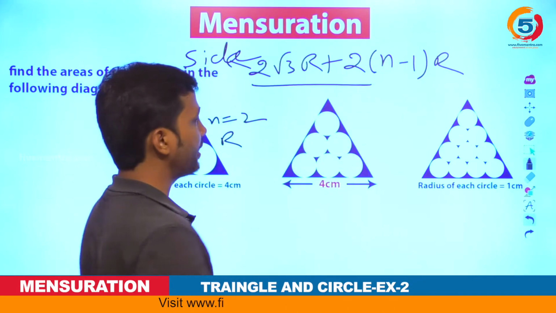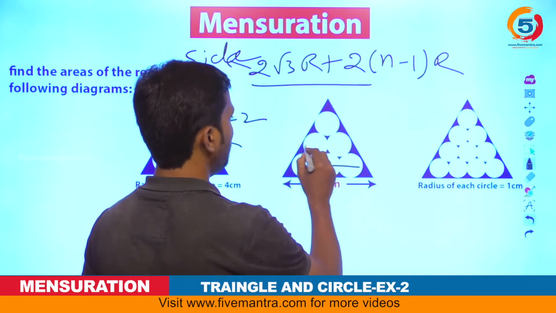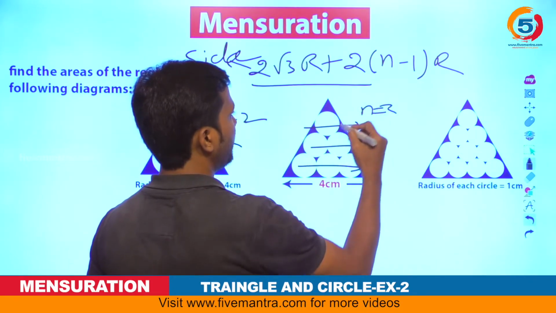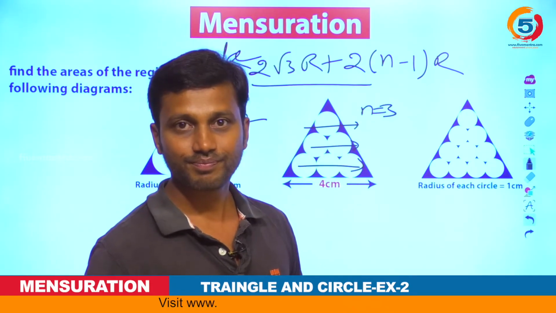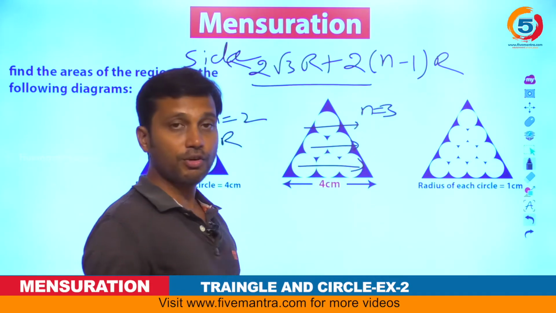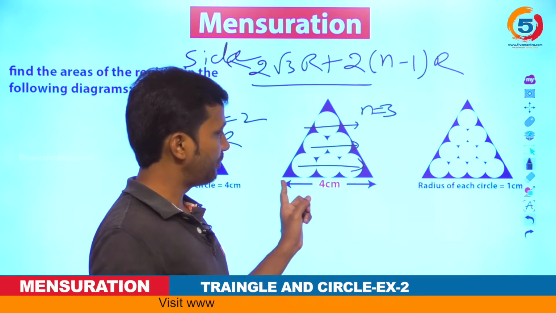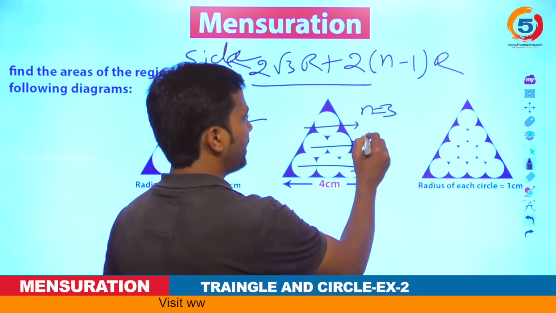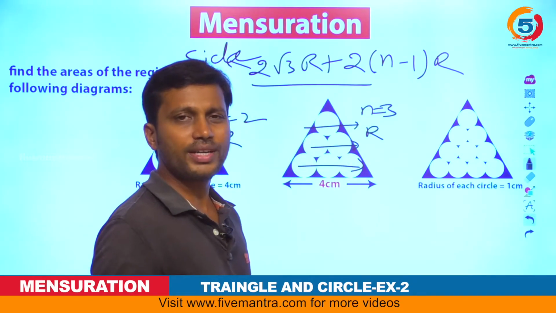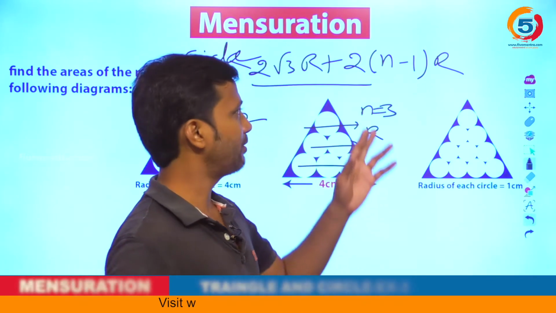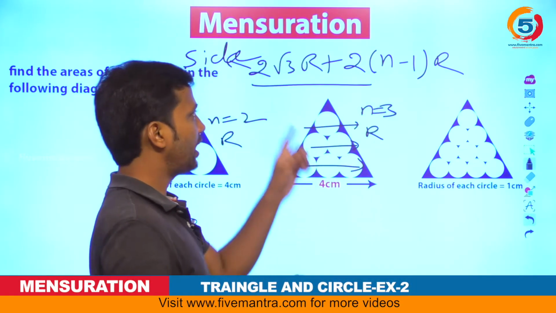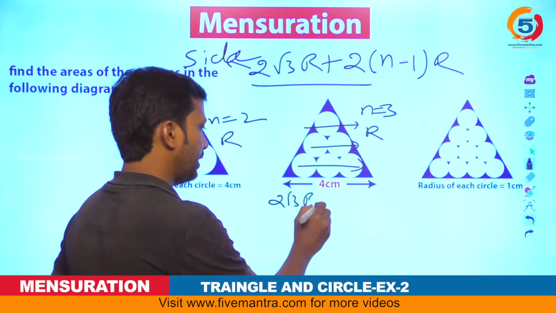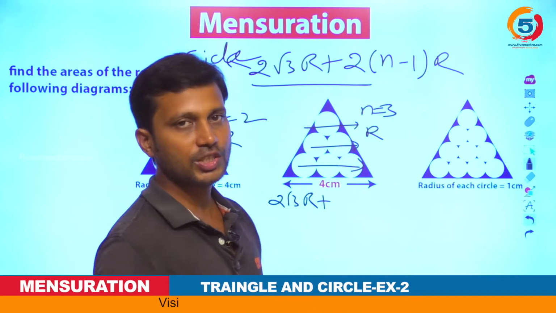How many number of rows are there? See, how many number of rows are there? 1, 2, 3. So n will be equal to 3 for this problem. Okay. So here n equal to 3 and side equal to 4 centimeters. Anyways, when n equal to 3 and radius is capital R, then what is side of equilateral triangle? As we said, 2 root 3r plus 2 into n minus 1 into r.